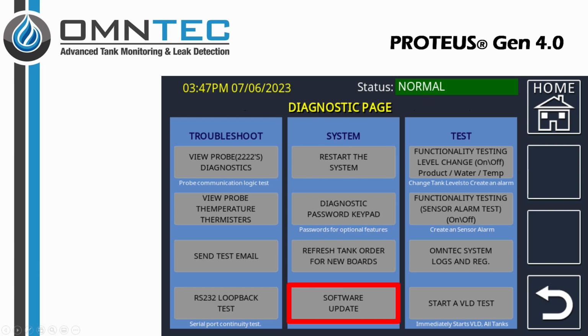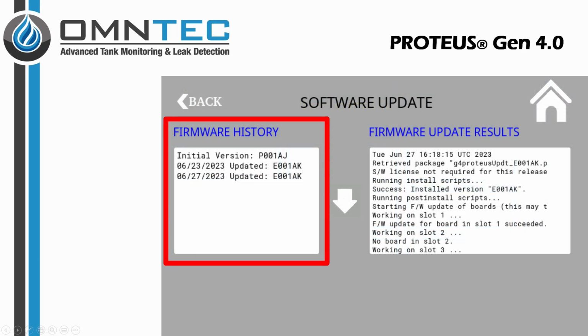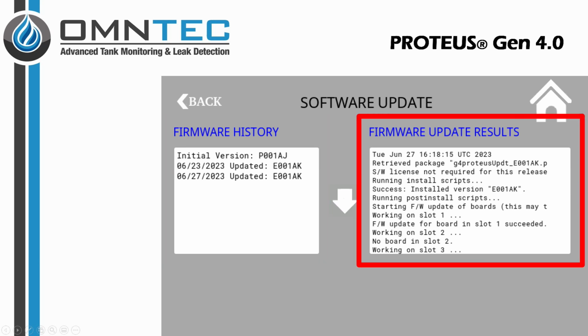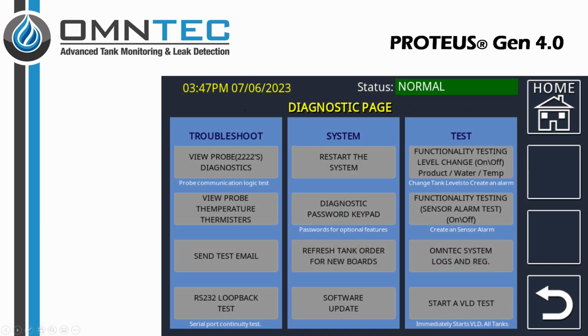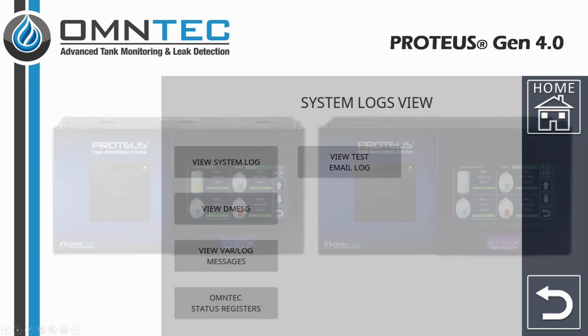The software update function is initiated in the programming setup, page 2. Selecting the software update button will show the history of when software updates have been performed and the results of the last update. Viewing Omtech system logs and registers requires a password, and Omtech technical support must be contacted. These logs are used to view data that will assist Omtech in troubleshooting unique problems.